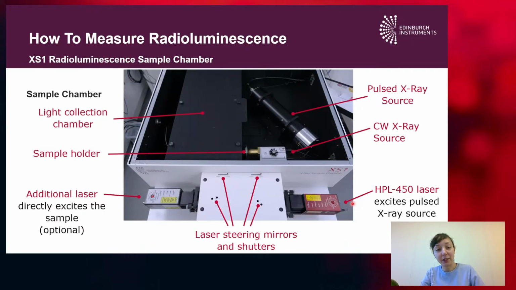This is what an XS1 looks like in real life, and you can see both excitation sources. So that's the continuous, in this case in excitation position. The sample holder sits there. The pulse X-ray source here, that's the steering chamber for the optics, and the steering chamber for the lasers for excitation. So this is the laser, the HPL 450 is the laser that triggers that pulse X-ray source. And there's an additional laser mount on the left-hand side for direct optical excitation of the sample if your experiments require it.